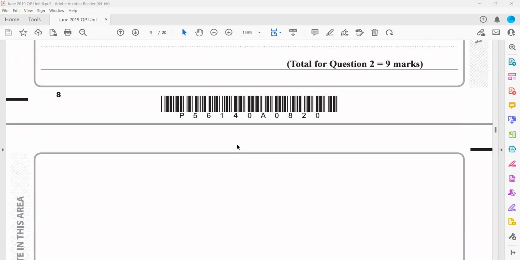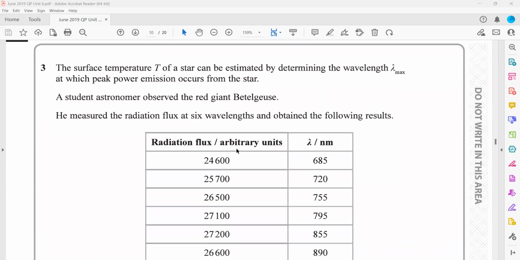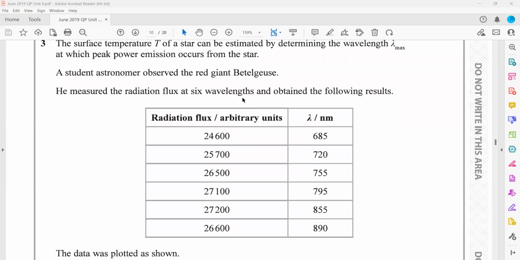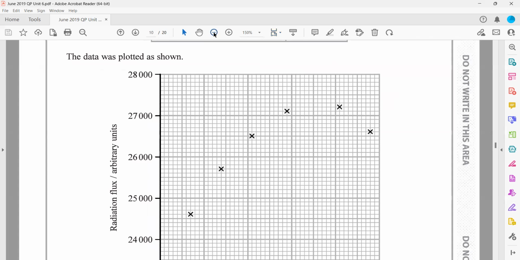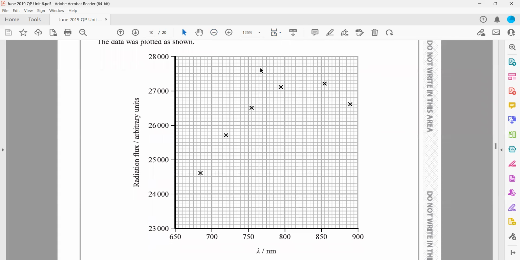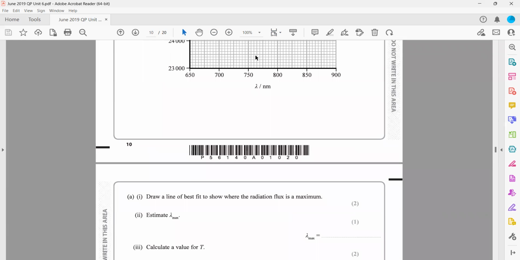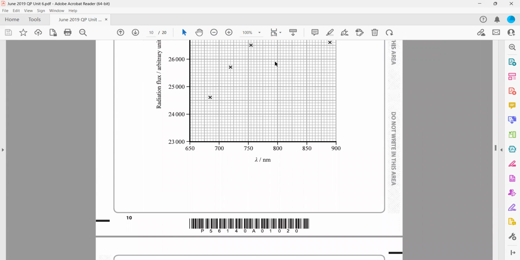So this was the experiment. You have to write the answer according to the question. The surface temperature of a star can be estimated by determining the maximum wavelength at which the peak power emission occurs. A student astronomer observed a red giant and measured the radiation flux, and the data was plotted as shown for different wavelengths emitted and the radiation flux. Draw a line of best fit to show where the radiation flux is maximum.